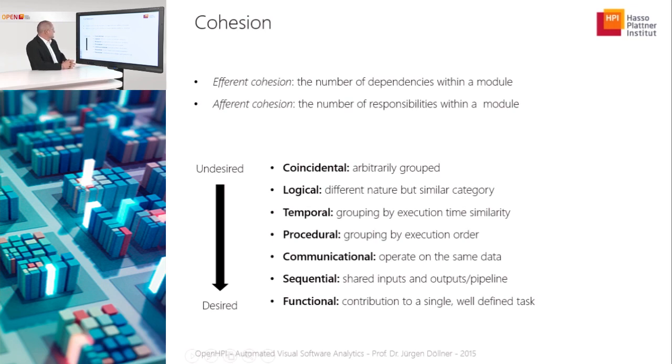For example, it is considered undesired if elements within a module are arbitrarily grouped or have different nature but belong to a similar category. It is considered more useful if we have inside a module shared inputs and outputs and pipelines, contributing to a single well-defined task. This is an ultimate design goal. If we have a single well-defined task, this leads to a strong cohesion inside a module. Cohesion will be investigated in more detail when we look at object-oriented metrics.